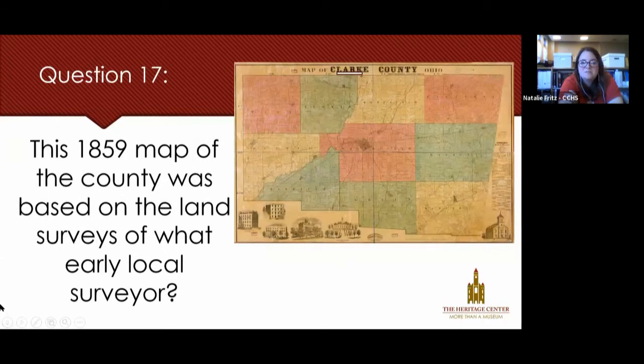Question 17 is about the map. This 1859 map of the county was based on the land surveys of what early local surveyor? No, this is very unlikely that people might know this, but I cropped his name out of the top here because his name is on the map.